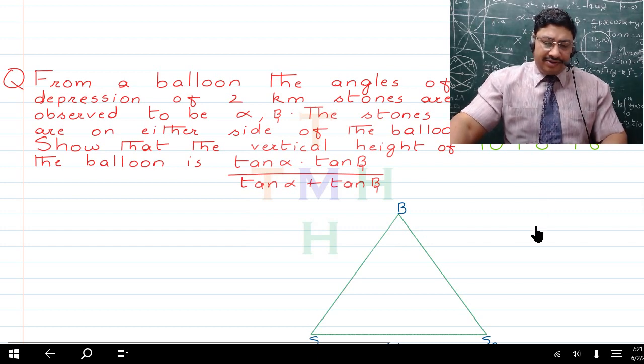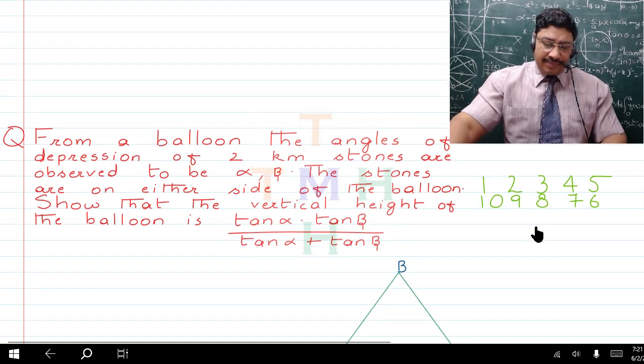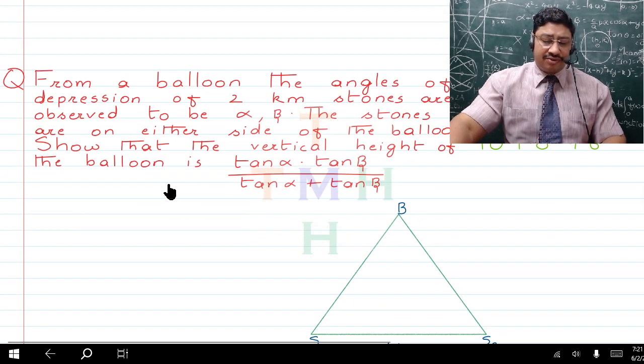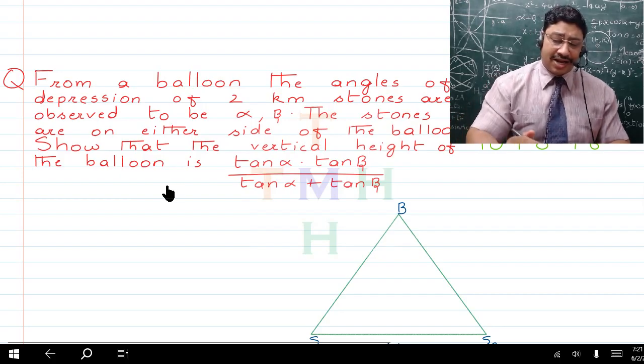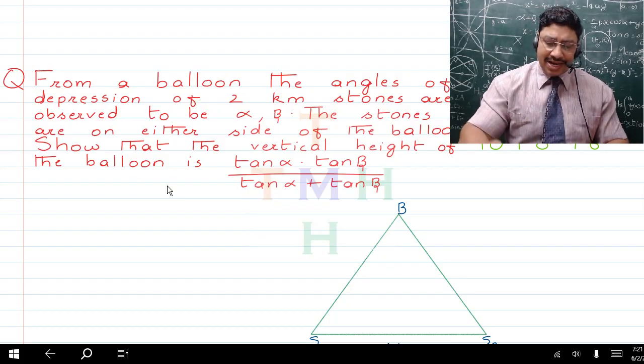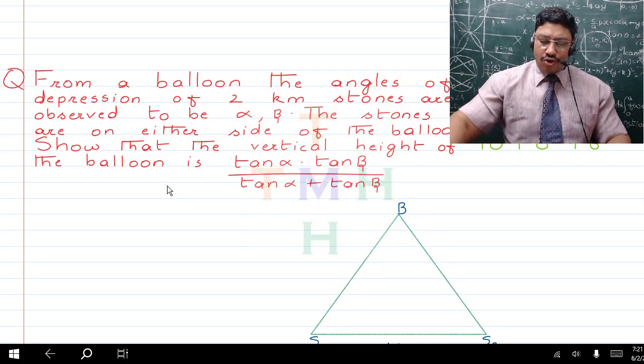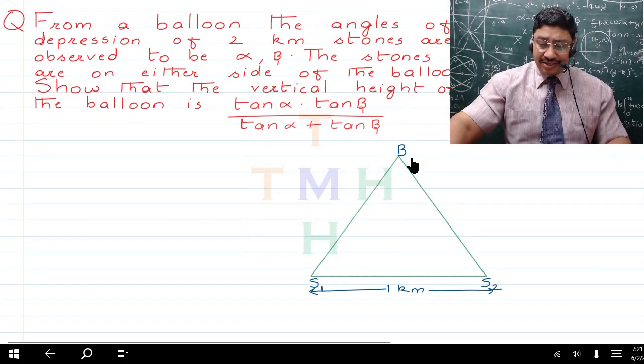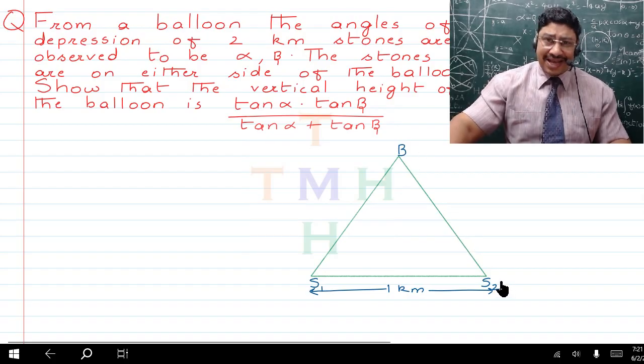Okay, now after this, next we've been given that the angles of depression of both of these stones are alpha and beta. For the angle of depression, children, what we've got to do is draw a straight line from the eyes of the observer to the object that is already drawn. That means this straight line, which is B to S1, is your first line of sight, and B to S2 is your second line of sight.